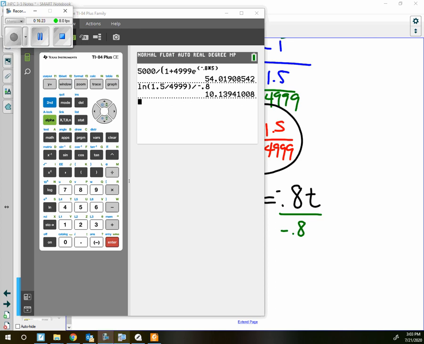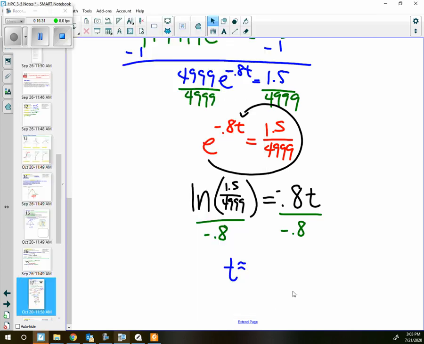Now that's really fast growth, because we went from only about 54 kids infected after 5 days. After 10 days, we're already up at 2,000. So that's really initial rapid growth here. So we're at about 10.14 days. So 10 days into this, the college would be shutting down and canceling classes.